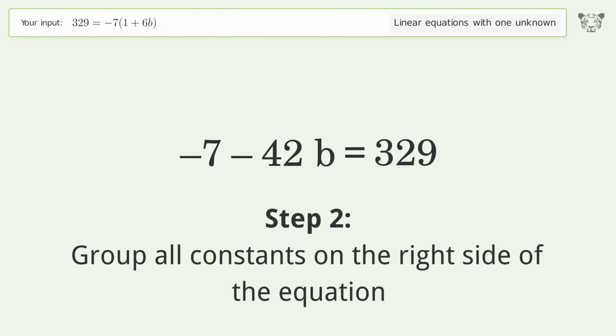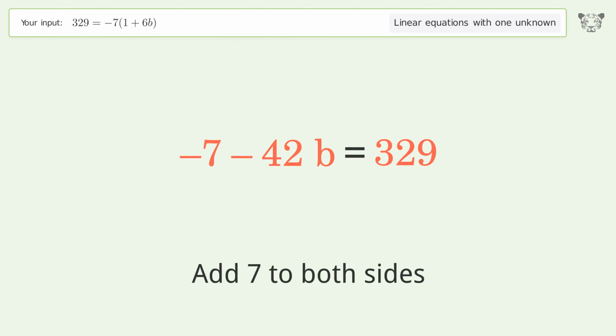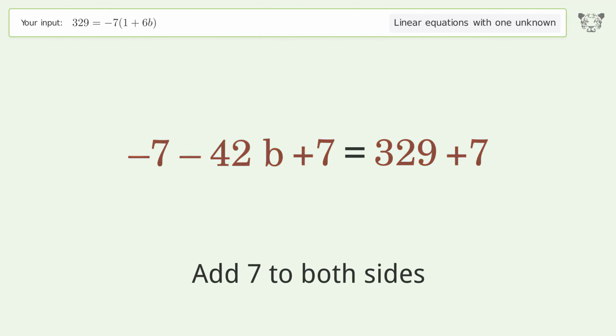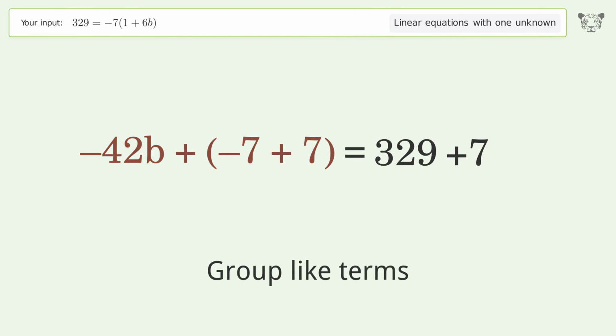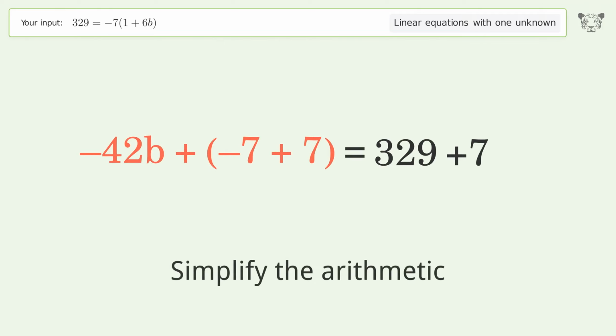Group all constants on the right side of the equation. Add 7 to both sides. Group like terms. Simplify the arithmetic.